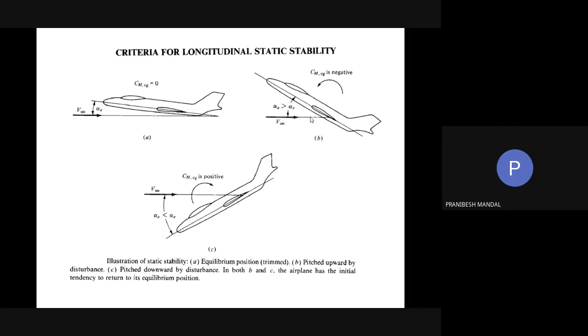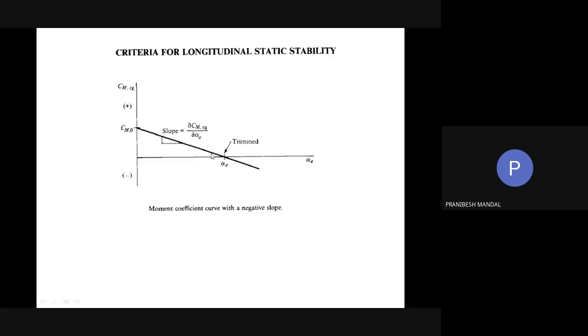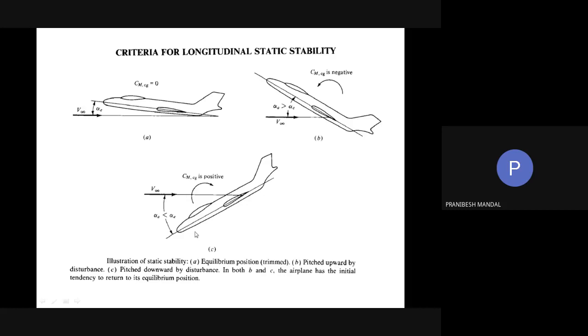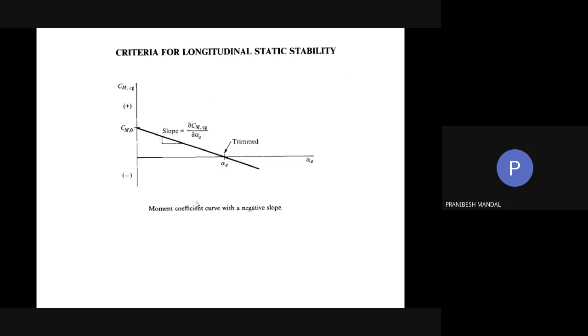Obviously, the other figure is also very easy to understand. If the angle of attack is suddenly made less by an air gust, a positive moment starts occurring, that will make it return to its original position. So the equilibrium position can be maintained if we have this particular curve. Is it clear to you guys or not? Yes, sir.